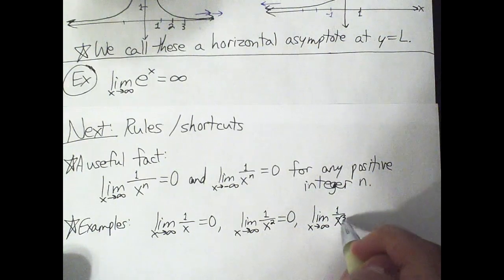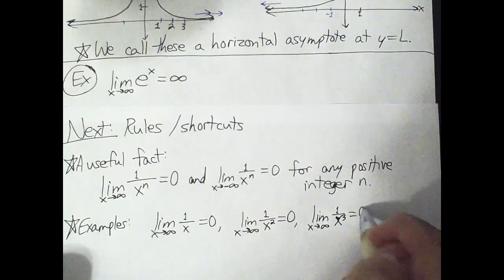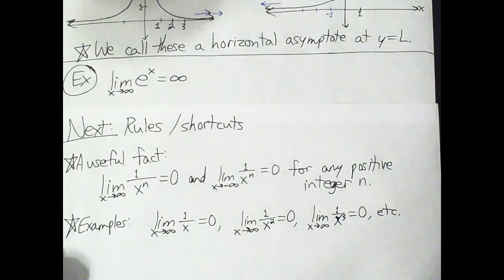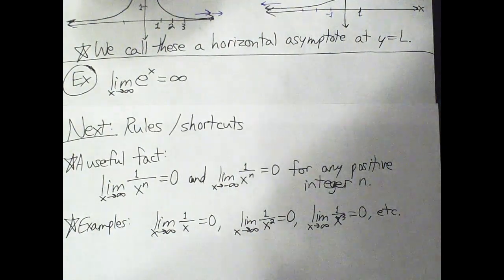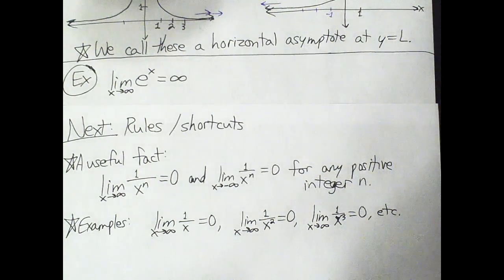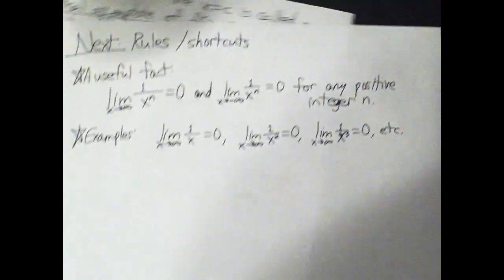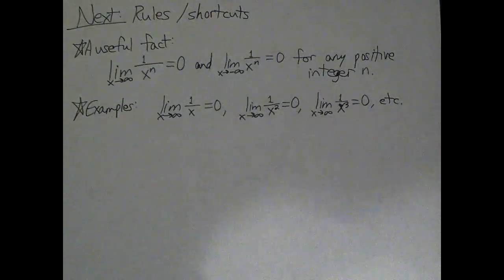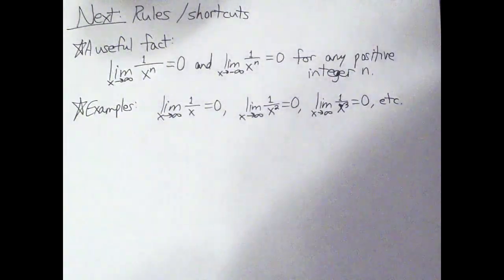X cubed. All of those equal 0. No further work required. We just say this is like a shortcut if you see one of those come up. And you might not get asked one of those just by itself, but where we're headed with this is you might see one of those show up in the middle of a larger problem, and then you'll know that that part of it is 0.